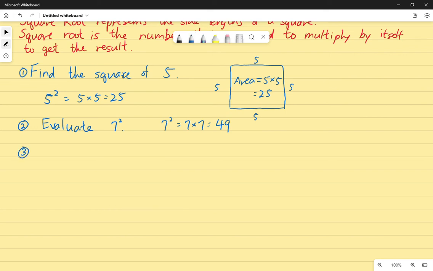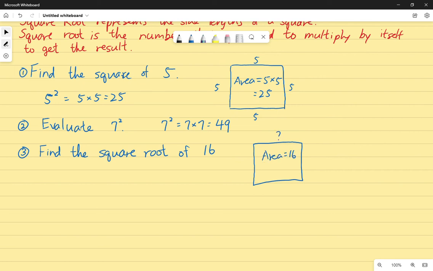So what if I start throwing in square roots? Let's do this. Find the square root of 16. Okay, what does that mean? Remember that the square root represents the side length of a square. Well, the 16 here would represent the area of that square. So let's draw a square. So here's my square. The area is equal to 16. And I need to find how long the sides are.